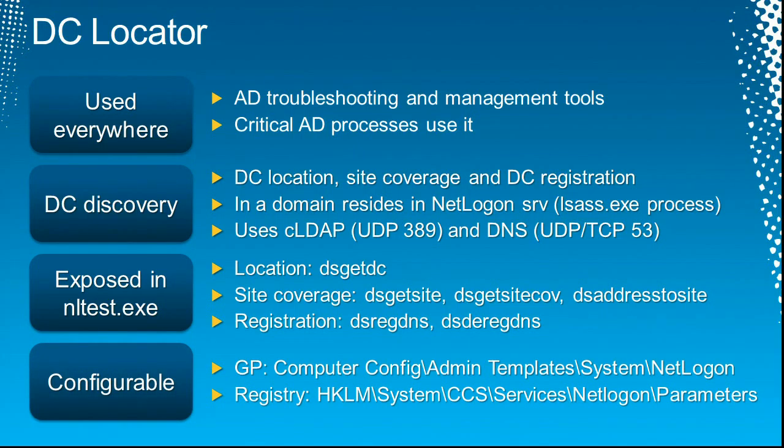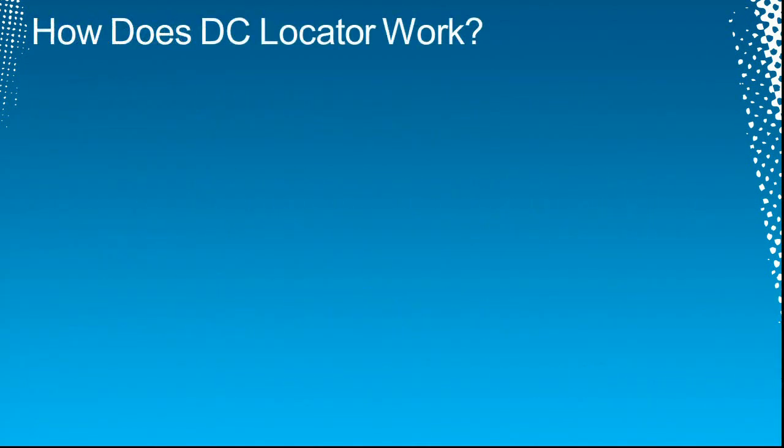Now DC locator is fundamentally a client-server component. And it will have multiple settings that you will be able to tweak, both on the client and server side. And you will be able to tweak those both by policy or by registry. So anytime that I refer to specific settings in this session, please remember that you will be able to do both in group policy and registry. Now, as I told you before, it is critical for you to understand how DC locator works.